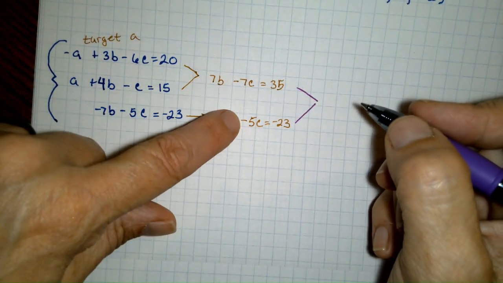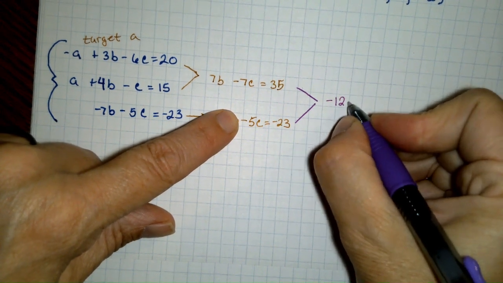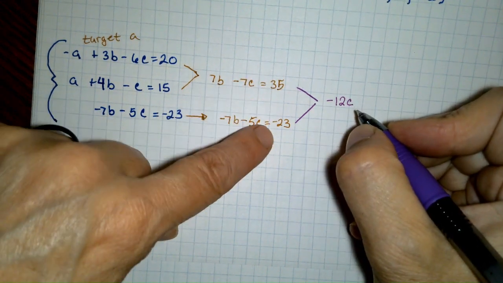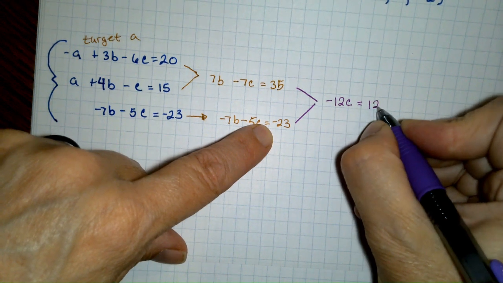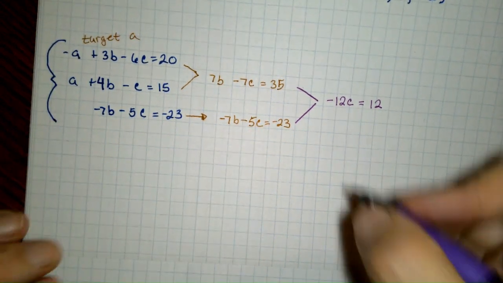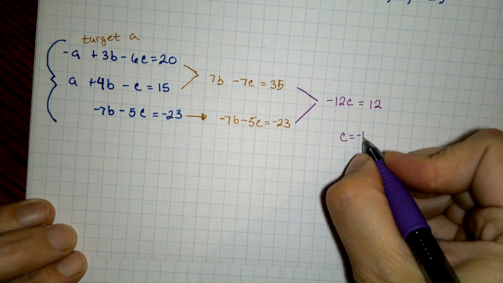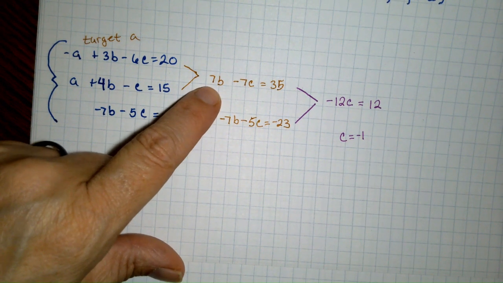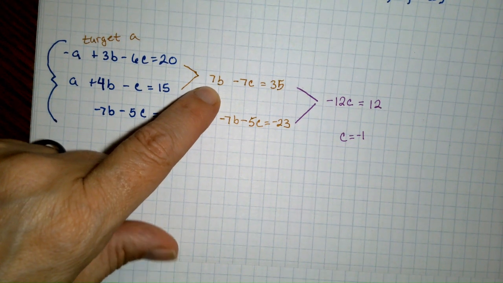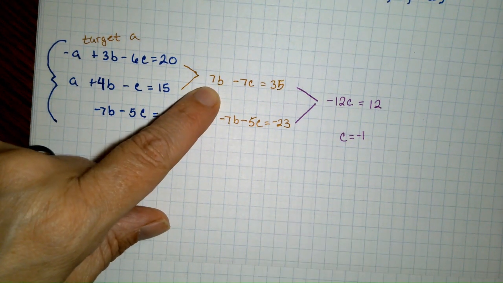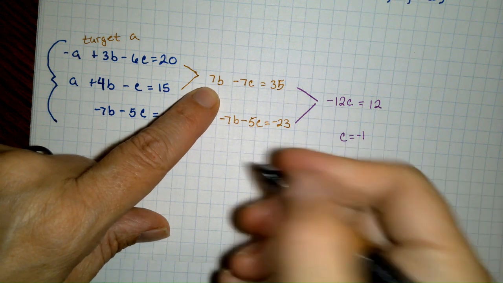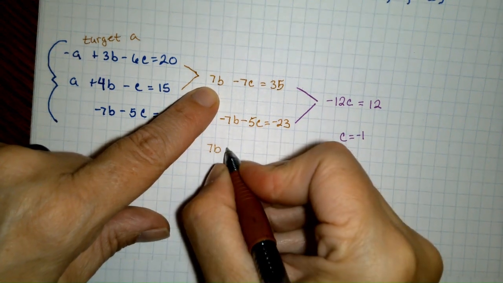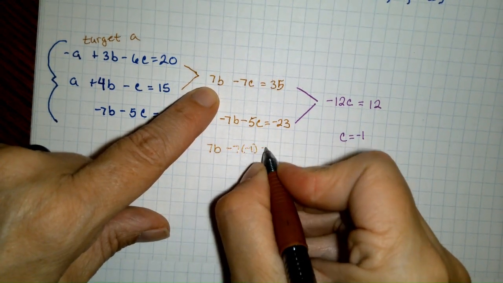Negative 7c and negative 5c makes negative 12c. And 35 and negative 23 adds to positive 12. So when I divide this out, I get c equals negative 1. I happen to like using a positive coefficient first when I do my substitution back in. So that's why I'm going to go ahead and use this top equation. 7b minus 7 times negative 1 equals 35.